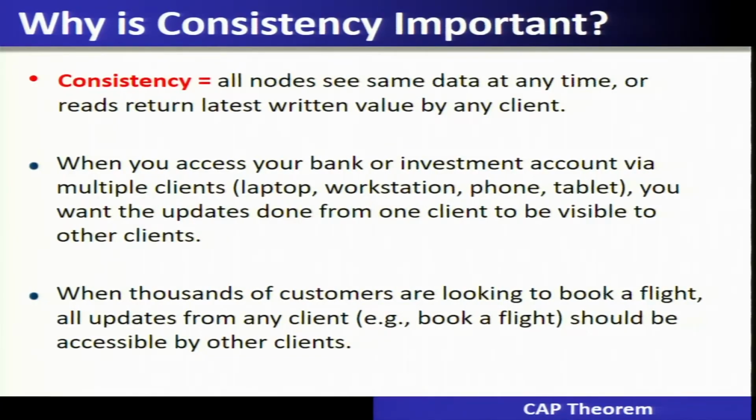The second important aspect is called consistency, that is all the nodes see the same data at any time, or the reads return the latest written value by any client. So, this is very important as far as banking applications are concerned. So, when you access your bank or investment account via multiple clients, whether it is a laptop or a mobile phone, you want the updates done from one client to be visible to the other clients.